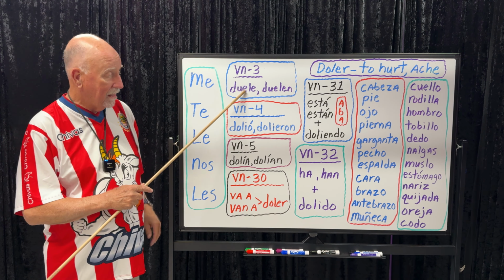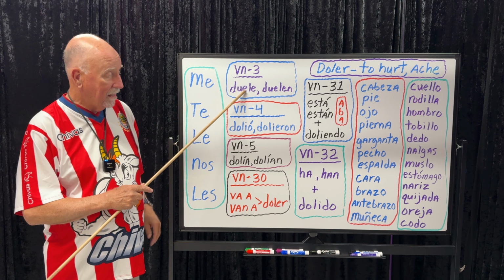Let's go with brazo. Does your arm hurt? Te duele el brazo? You just got a shot. Does your forearm hurt? Te duele el antebrazo? La muñeca. His wrists, plural, hurt. That would be le duelen, the N factor, plural. Le duelen las muñecas.